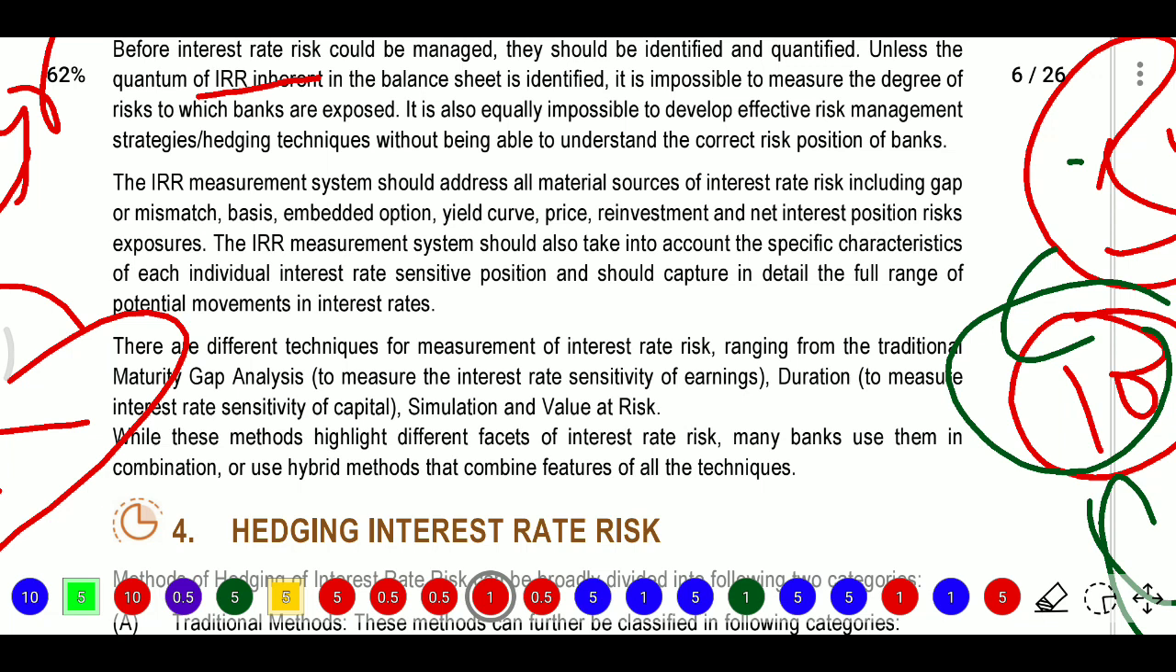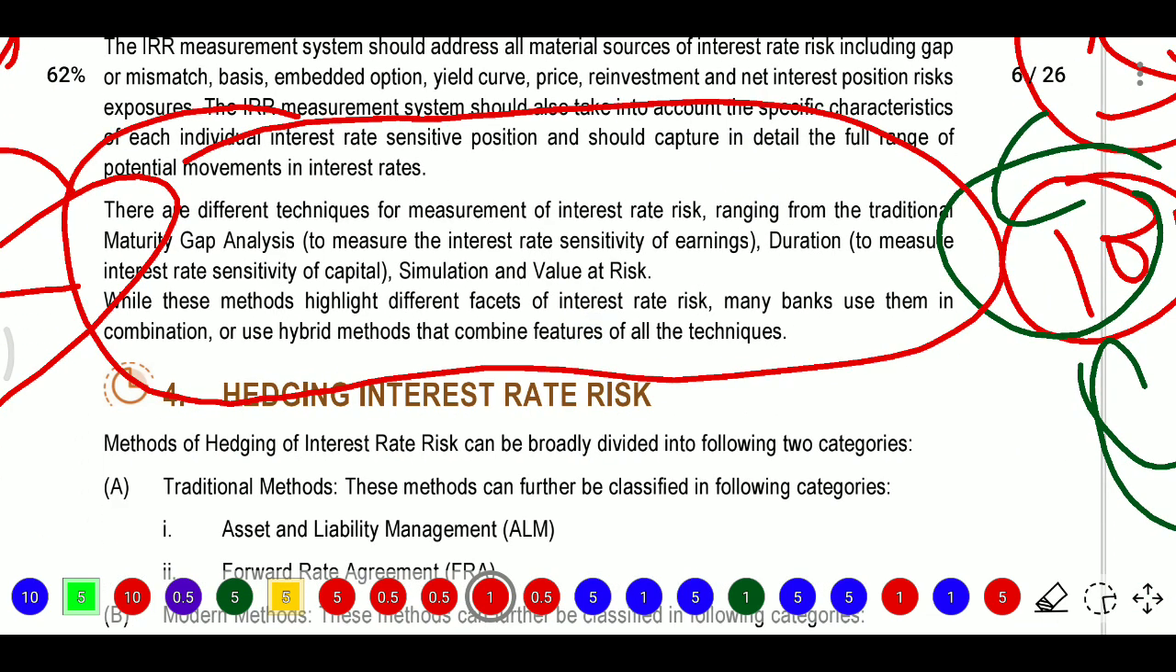Here, the IRR measurement system should also take into account the specific characteristics of each individual interest rate sensitive position and should capture in detail the full range of potential movements in interest rates. It may use different techniques to measure interest rate risk, ranging from traditional maturity gap analysis to measure the interest rate sensitivity of earnings, to duration or simulation of VAR. So they may use duration, or value at risk, or another method. Different techniques are there to measure the interest rate risk, and they will consider these.